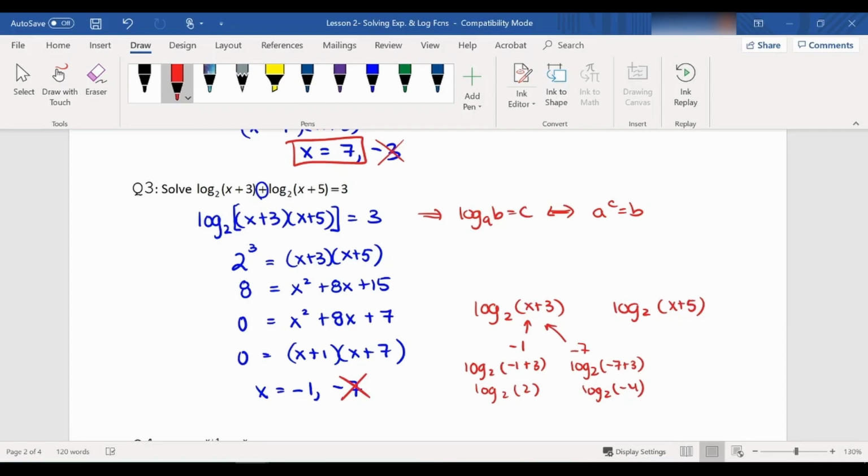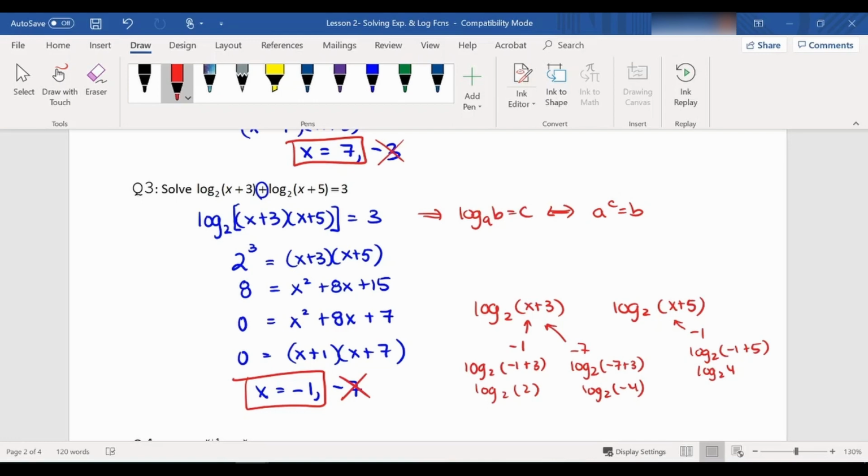I've already rejected negative 7, so I don't need to test it in the other log. But I should double check that my negative 1 works, and it does. I'd get log base 2 of negative 1 plus 5, which gives me log base 2 of 4. I'm not actually asked to figure out what those are. I literally just want to know what the x should be. So x is negative 1 works in both. x is negative 7 doesn't work in either of them. But as soon as it doesn't work in one, we reject it.